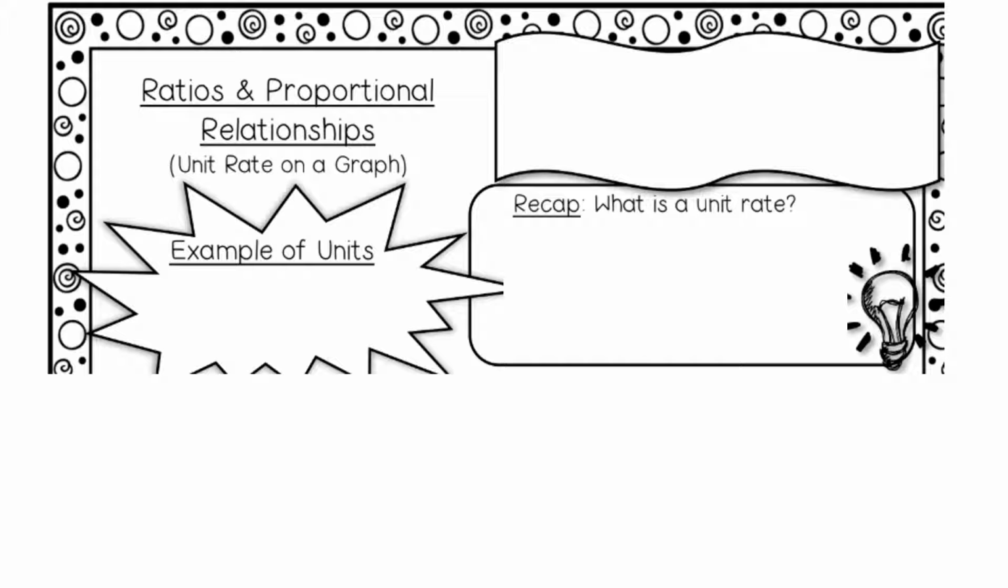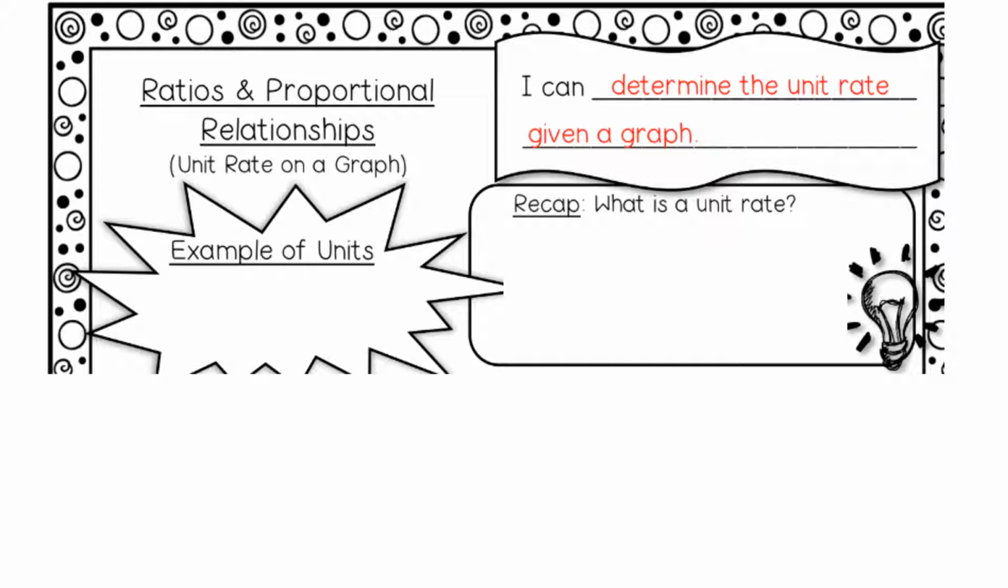Unit rate on a graph. Okay, so what you're going to be able to do is determine the unit rate given a graph. A couple of examples would be miles per hour, words per minute, and the word per also means to divide. It could be the division symbol, could be a fraction bar, either way.